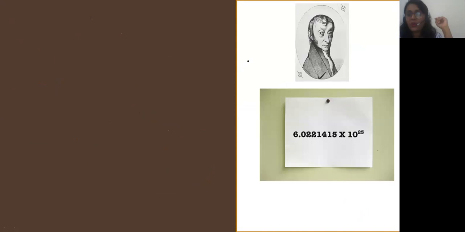Who discovered this number? Who performed the experiment? We are just talking about the experiment, not the scientist who performed it. The name of the scientist is Avogadro. He performed the experiment and found this value, 6.0221415 into 10 raised to the power 23. As an approximation, we take it as 6.022 into 10 raised to the power 23. You can use this as well.